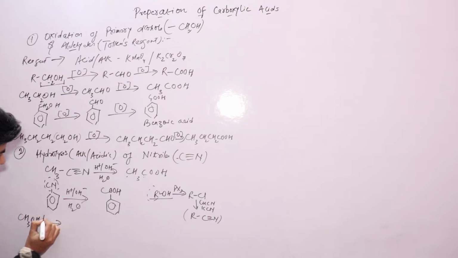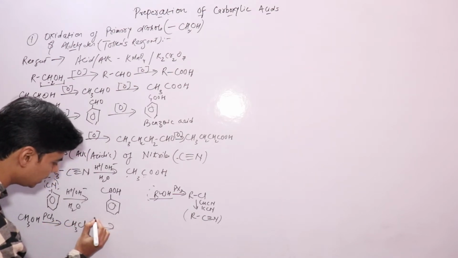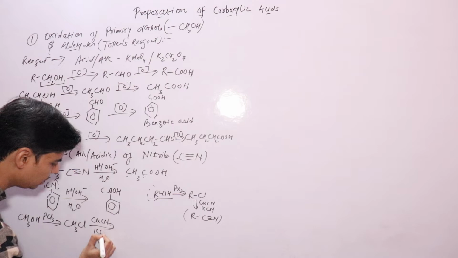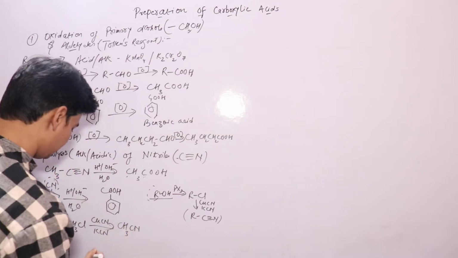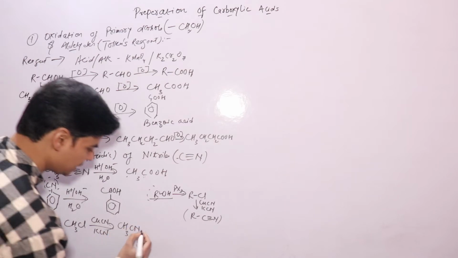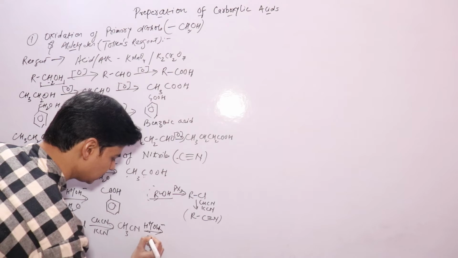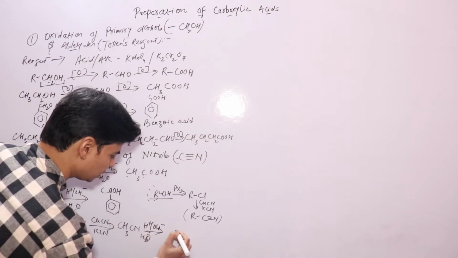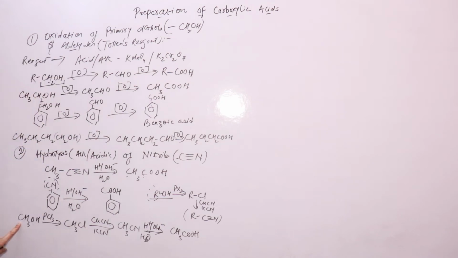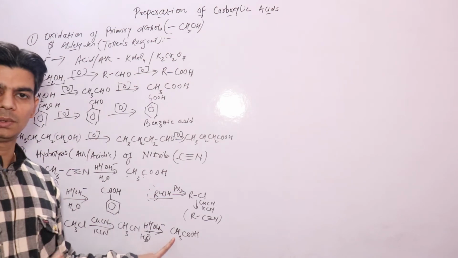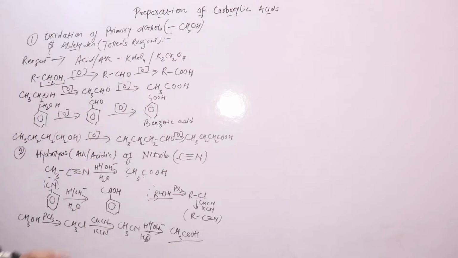Here the parent compound would be CH3OH. It will react with, say, PCl3 to form CH3Cl. This will react with cuprous cyanide to form CH3CN. Now this CH3CN will undergo hydrolysis in the presence of acid or a base, and will change into CH3COOH. So basically you started with one carbon atom, you ended with a carboxylic acid with two carbon atoms. So there is an increment of one carbon atom. So this is one method.